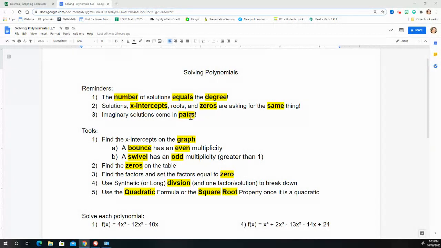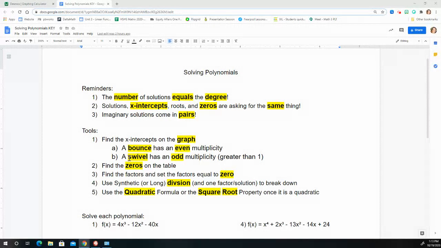Imaginary solutions have to come in pairs. Remember, an imaginary is from the square root of a negative, and when we square root, it's positive and negative. So it's always going to be like a plus 2i and a minus 2i. They're always going to come in pairs.